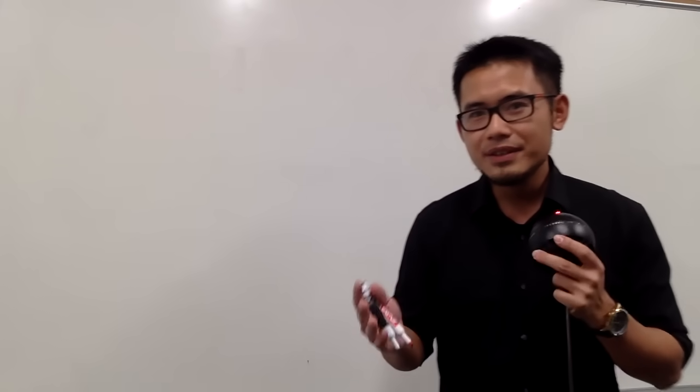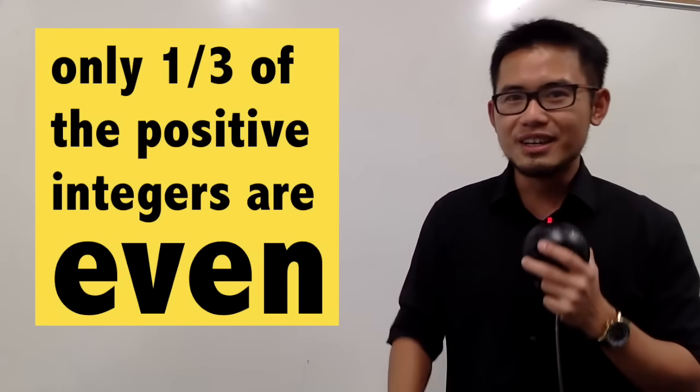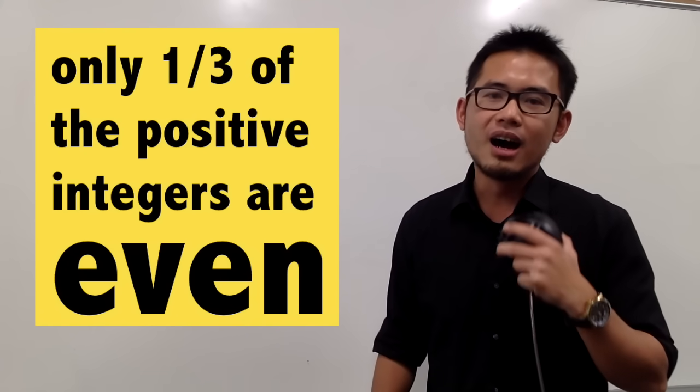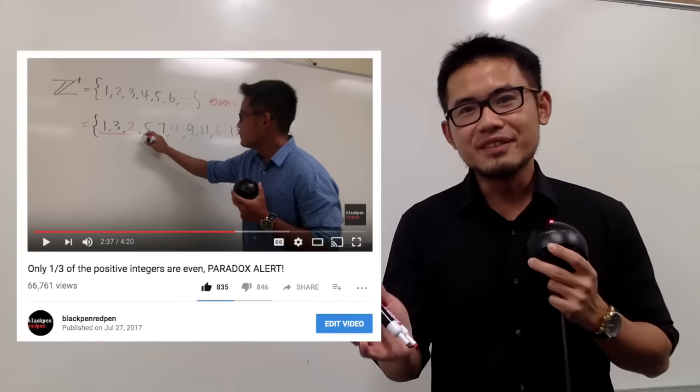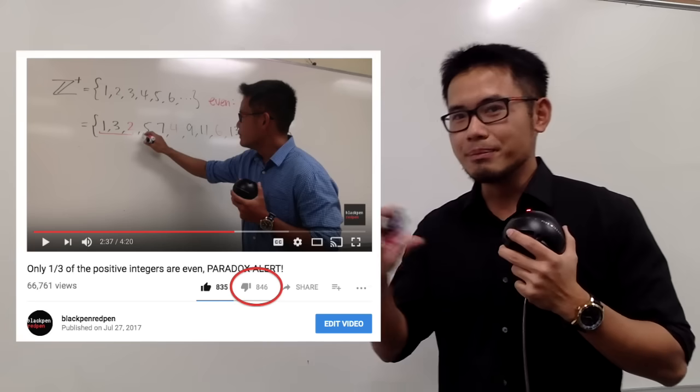Okay, so far the video that has the most dislikes is a video where I said only 1/3 of all the positive integers are even. If you haven't seen that video, you can go check it out. Especially take a look at the voting bar.